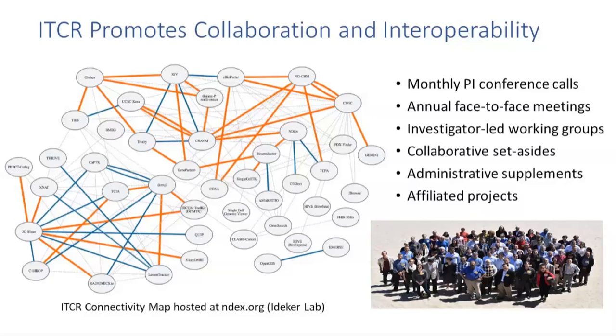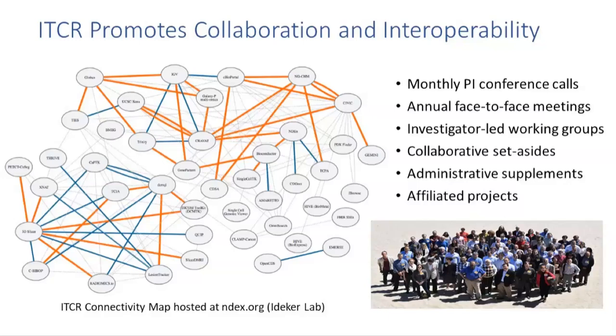And the graphic shown on the left of this slide is a depiction of some of the connections that currently exist among ITCR tools. In the graphic, different tools are shown in the gray ovals. The current connections between them are depicted in the orange lines. The connections that are work in progress are shown in the blue lines. And those that investigators have identified as interesting collaboration opportunities are shown in the dotted lines.